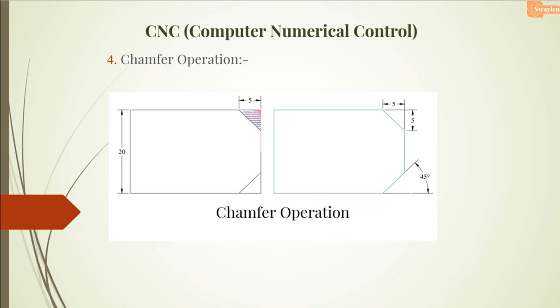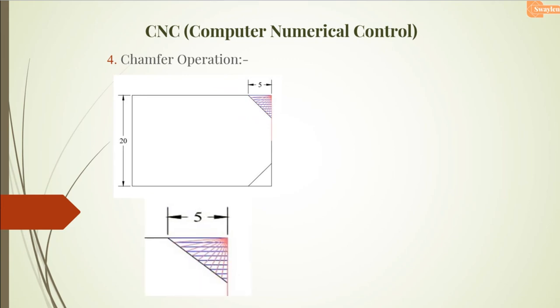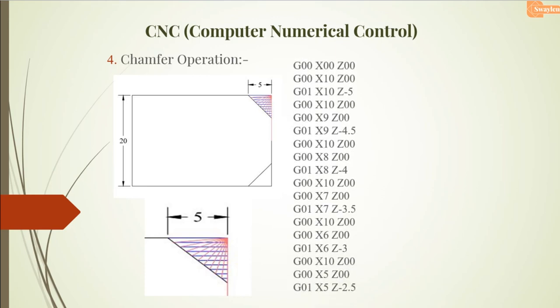Now in next, you will see the chamfer image is here and the cut is here. Now the program. First of all, Z00, X00, Z00. So the 00 point is here. Now Z00, X10, Z00 means this value is here. Now the next is Z01 means the cutting motion. So Z01, X10, Z minus 5. You will see the point is here.